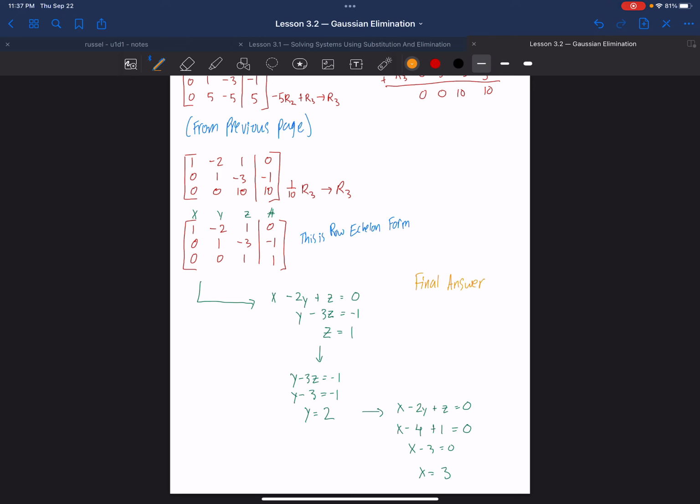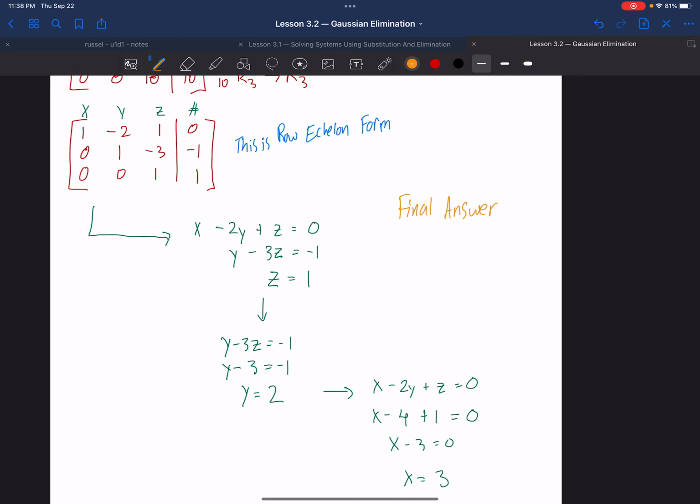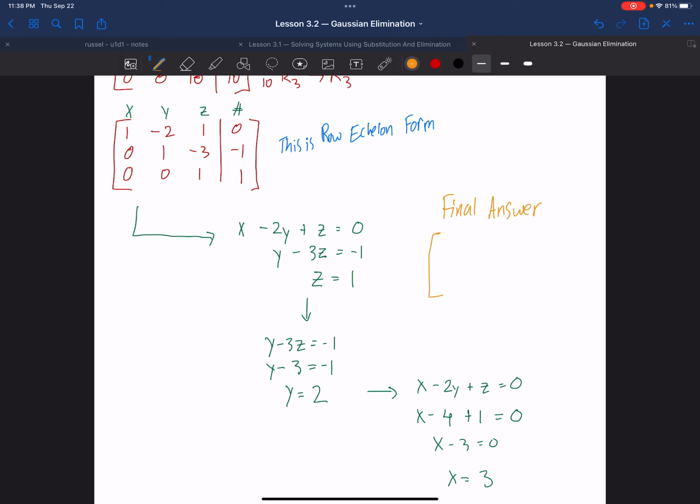You can write this as an ordered triplet or as a matrix. Since we're dealing with matrices, I'm just going to use that, a vector column. I sure hope that's what it's called. If you are a college professor or a college student and you would like to correct me on my verbiage, please do so. Wow, is the answer really 3, 2, 1? That's kind of funny, huh? Well, there you go. Answer was 3, 2, 1.